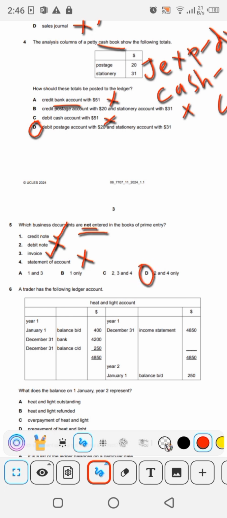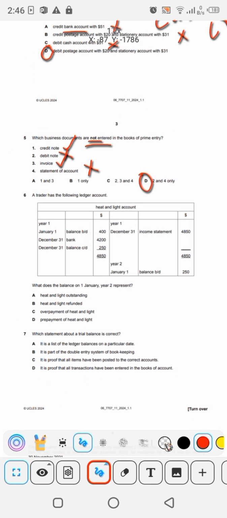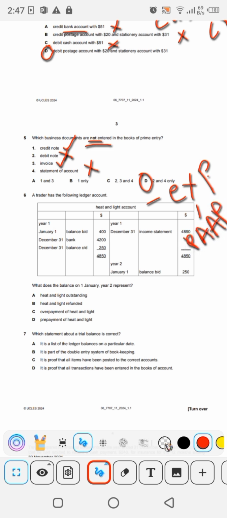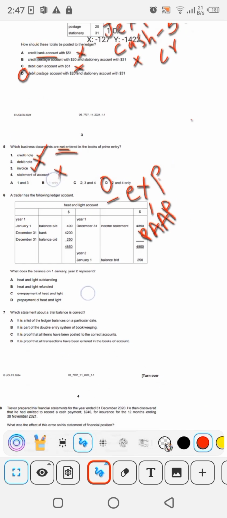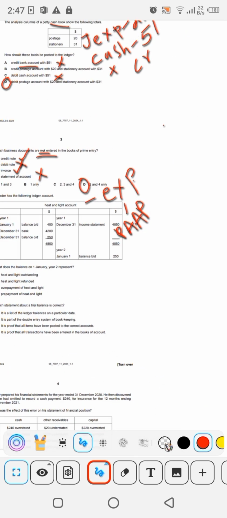So question number 6 has a heat and light account. A trader has the following ledger account. So the heat and light account is an expense account, so there is an abbreviation for it. It is PAAP, and for an income account it is APPA. So there is a format for it, and if you remember this format, then it will be easier for you. So I'll draw the format here.